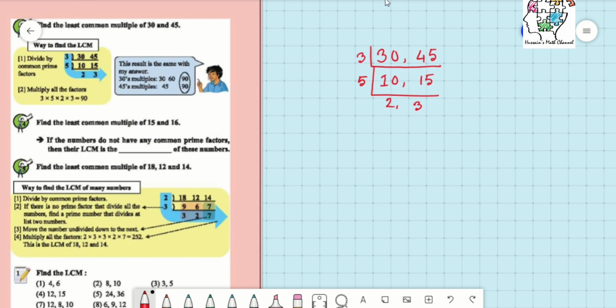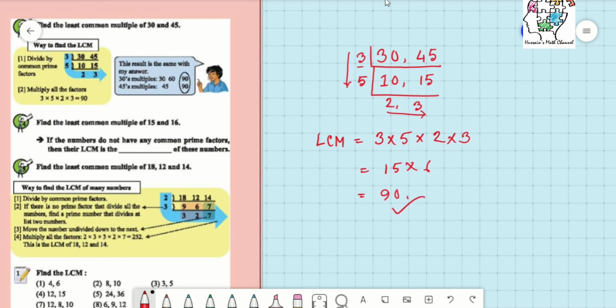This 2 and 3 we cannot divide further, so the LCM in this case will be 3 times 5 times 2 times 3. So 3 times 5 is 15 and 2 times 3 is 6, and 6 times 15 is 90. So the LCM of 30 and 45 is 90.